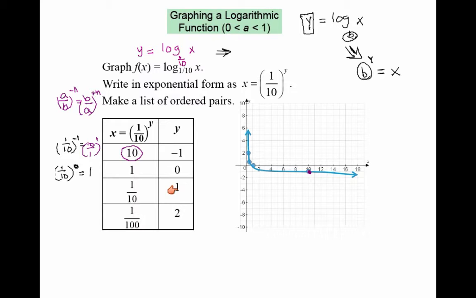Let y be equal to 1. If y is equal to 1, x is equal to 1 over 10 to the power of 1, which is 1/10. If y is equal to 2, x is equal to 1 over 10 to the power of 2, or 1 over 100. You see, as I increase the value of y, the value of x decreases, getting closer and closer to 0, closer and closer to this line, the y-axis here. So that would be the shape of this graph.